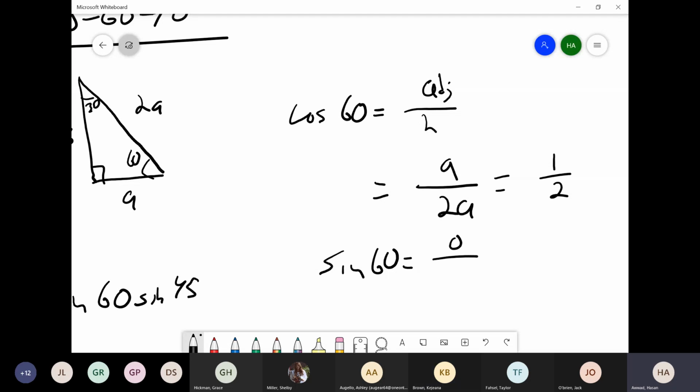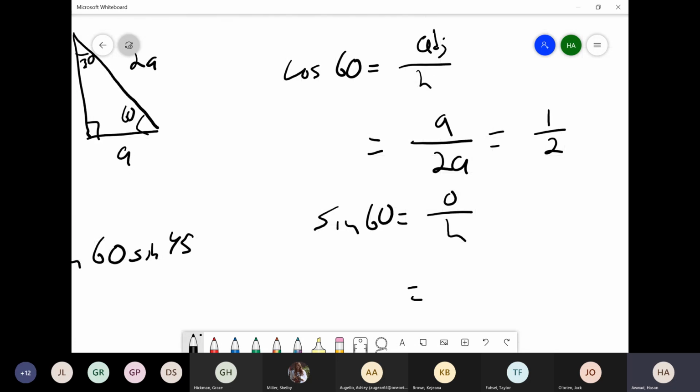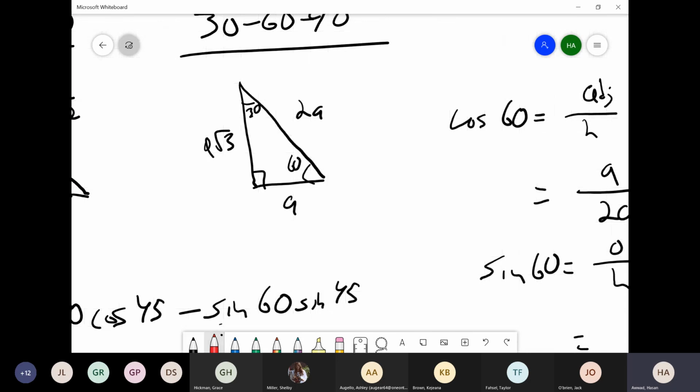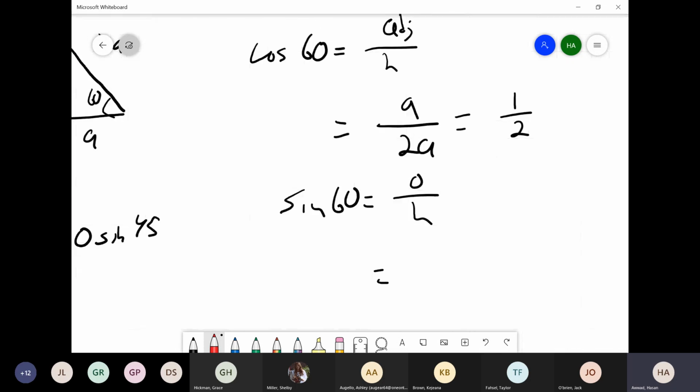So opposite over hypotenuse. That's always what it's going to be whenever you're dealing with sine, right? So we look and we see, all right, well, what's my opposite side of 60 degrees? Again, keep in mind, in this case, we're looking at the angle of 60 degrees because that's what it's asking of us. So looking at 60, we look and we see the side that's opposite, and we say, okay, that's A times square root of 3. So great, we know the opposite side. So we have A square root of 3 up top.